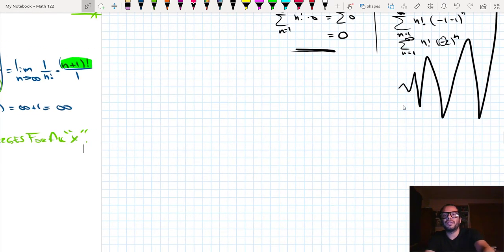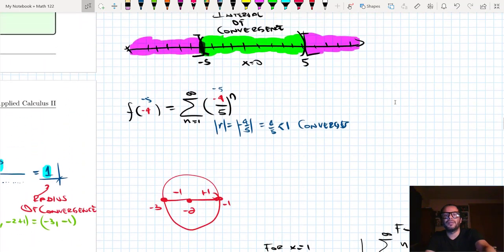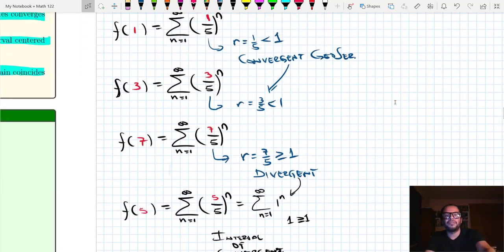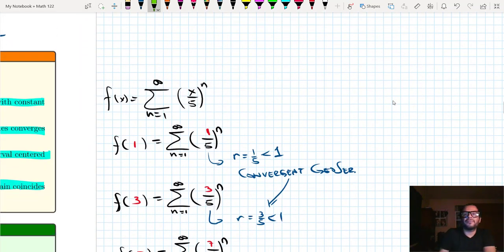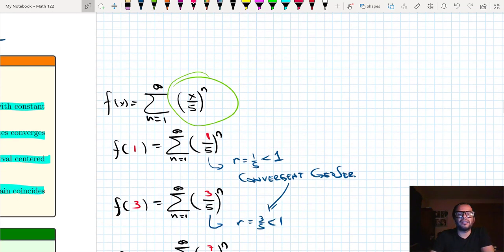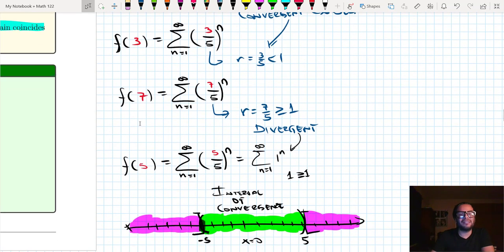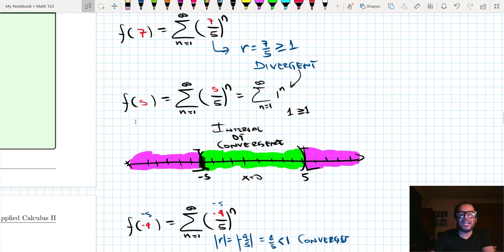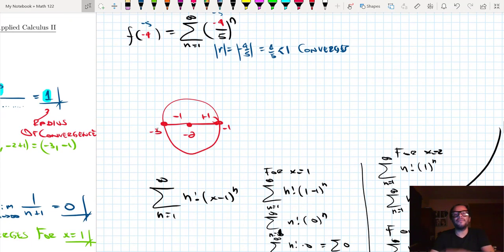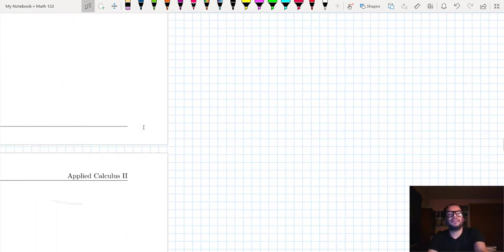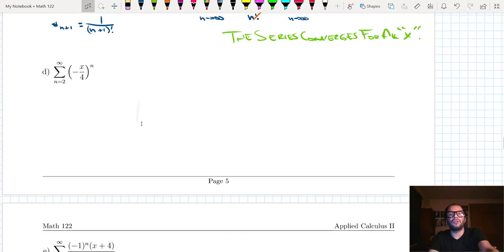Not like this one, remember? Let me just go back a little bit. Remember, this series right here had a little bit of trouble for certain values of x. We were okay to plug in 1, we were okay to plug in 3, but not 7, not 5, not even -4. But in this case, this one will converge for all x.